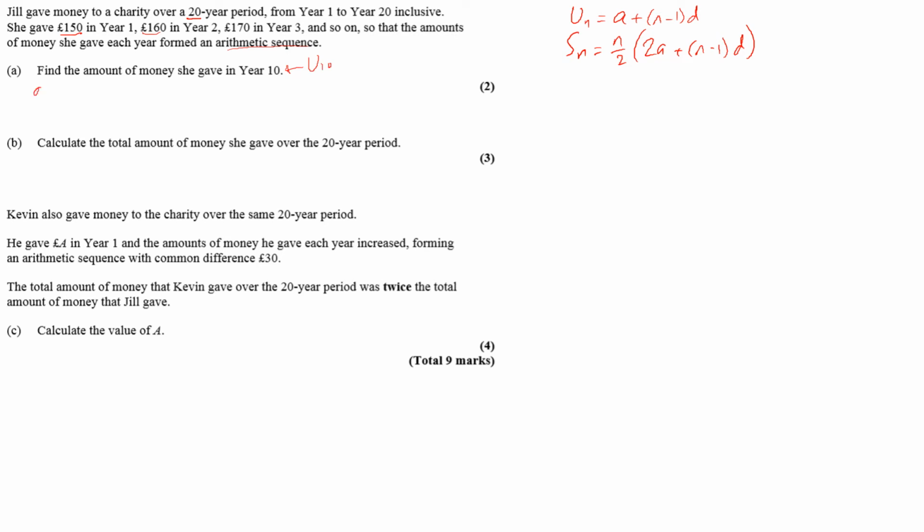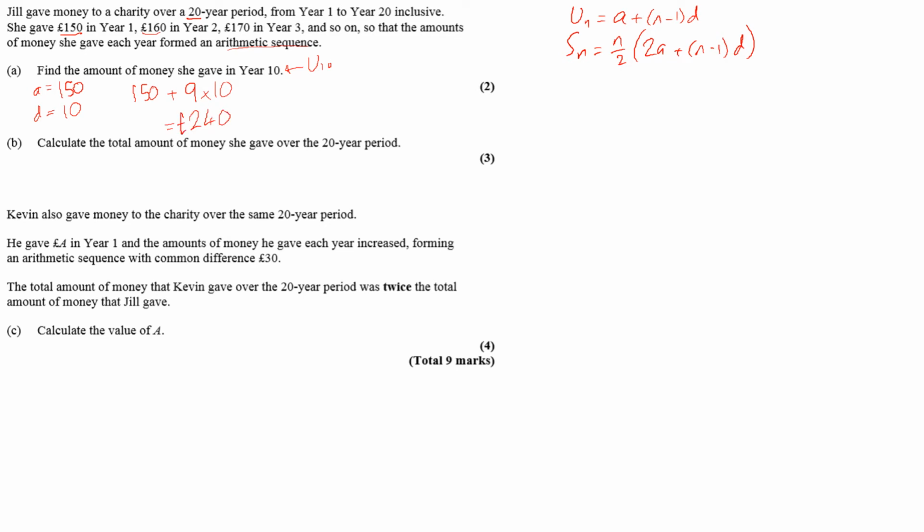We know that a is equal to 150 because she gives £150 in year 1. We know d is equal to 10 because it's going up in £10 increments. So if we want to find U10, we just need to do a, so 150, plus n minus 1, so that's 9, times d, so 10. So she gives £240 in year 10.